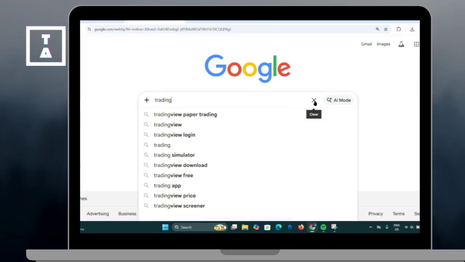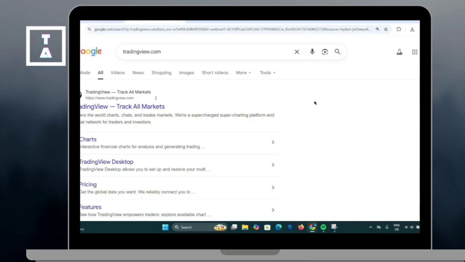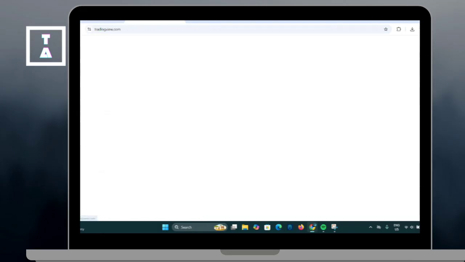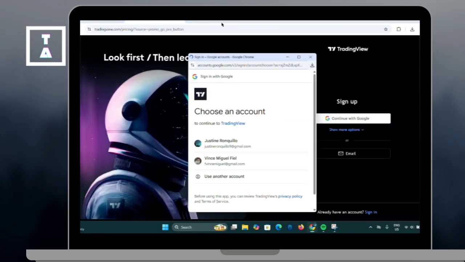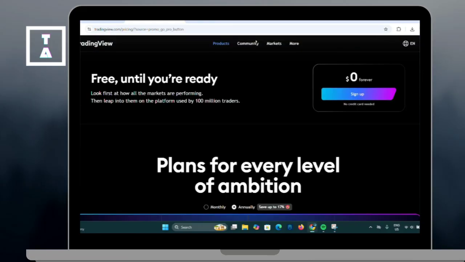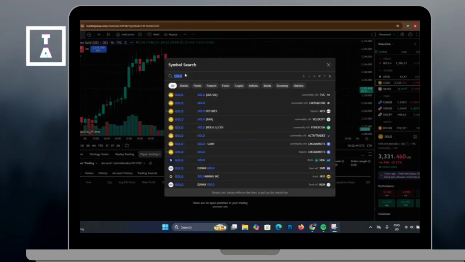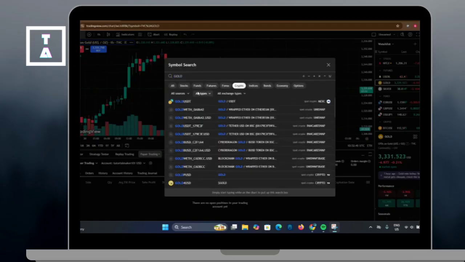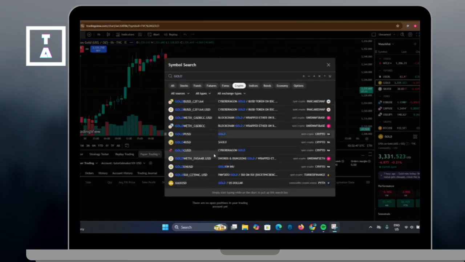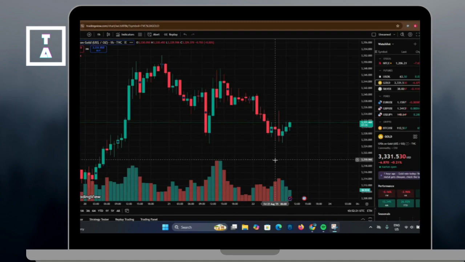First, go to tradingview.com and log into your account. If you don't have one, you can sign up. It's free and fast. Next, pick any chart for the market that you want to practice, like forex, stocks, crypto, or commodities, using TradingView's advanced chart tool.